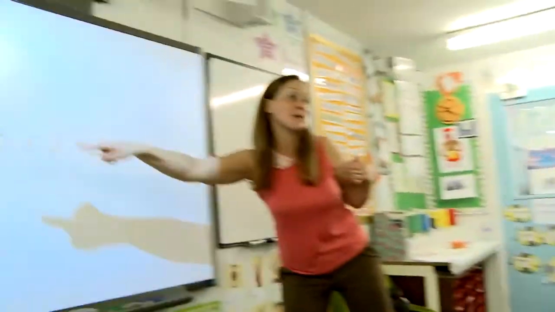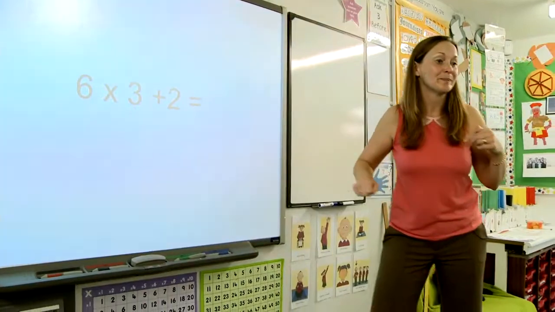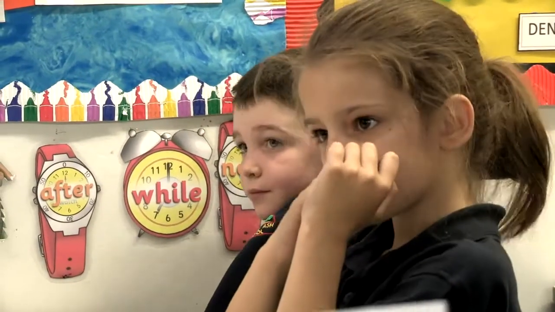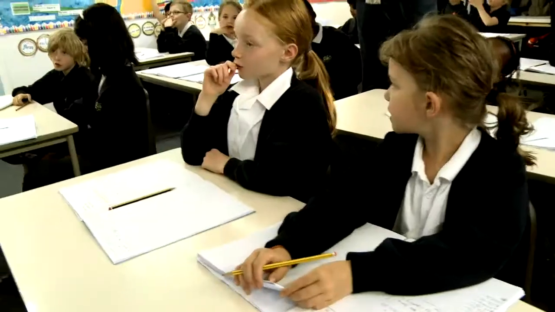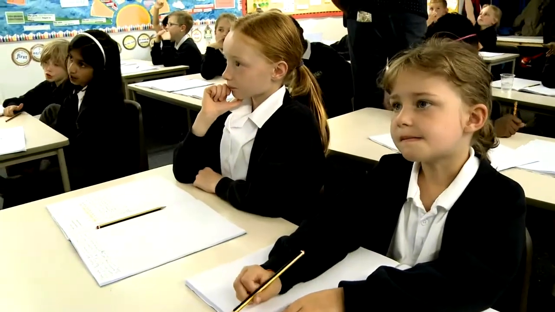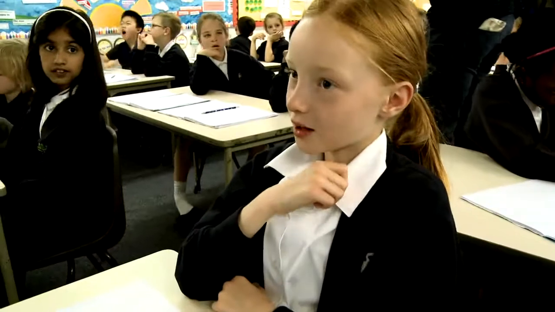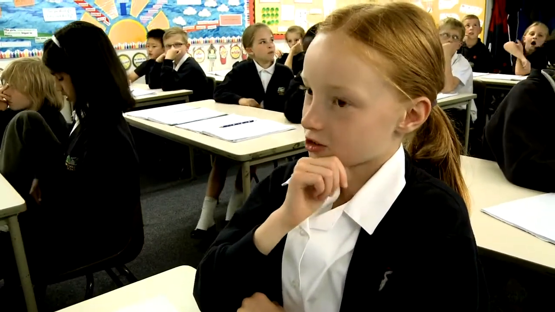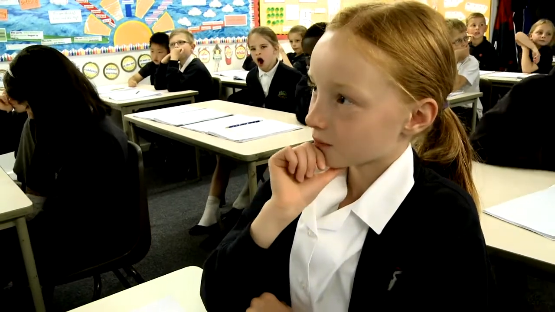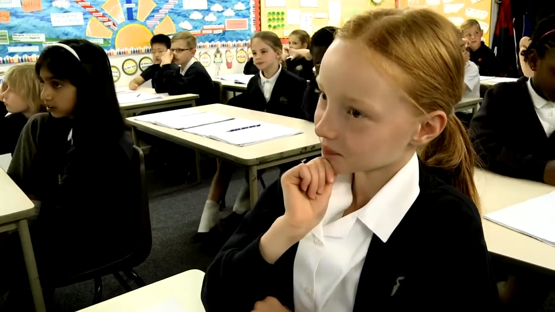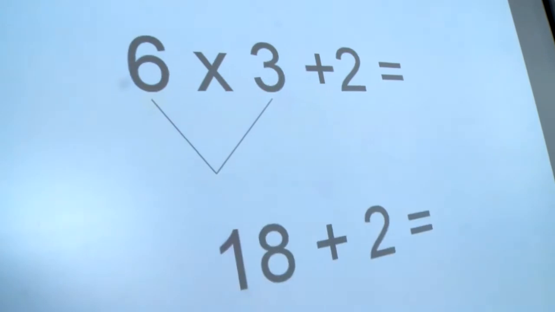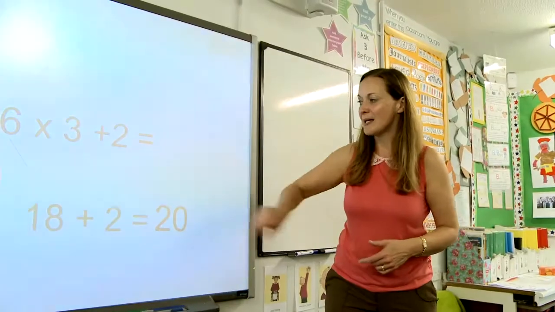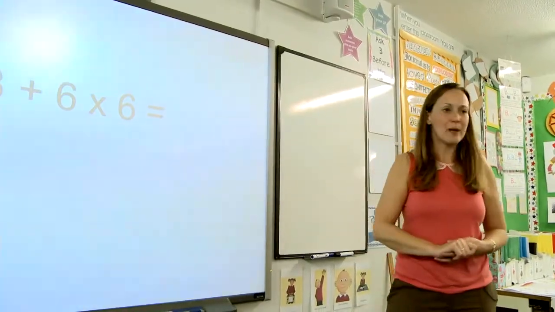So tell me how to do this one. 6 times 3 plus 2. What am I doing first, Katie? Multiply first. Okay, tell me how to do it. You do 6 times 3 equals 18, and then you add 2 to 18, which is 20. Good girl. So you work out 6 times 3, which is 18, add the 2, and 18 plus 2 is 20.